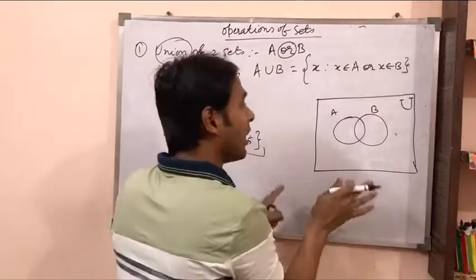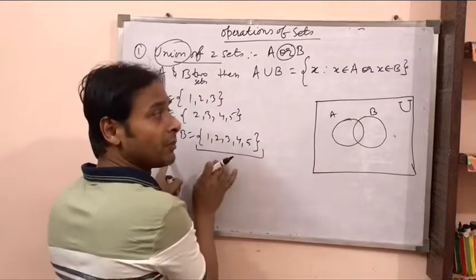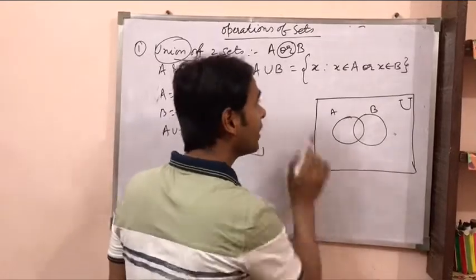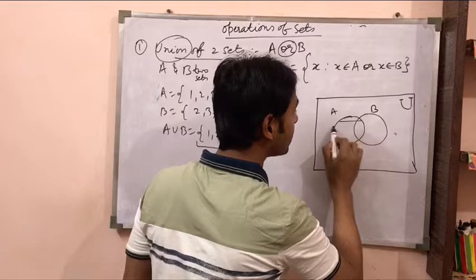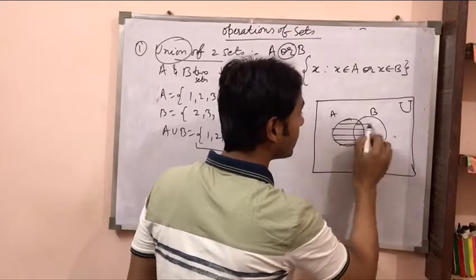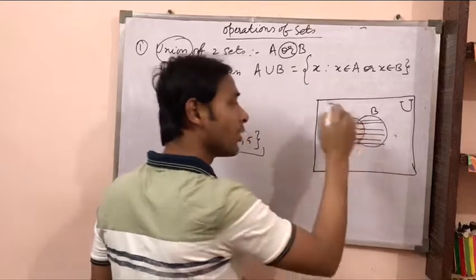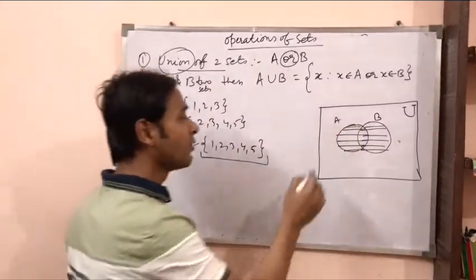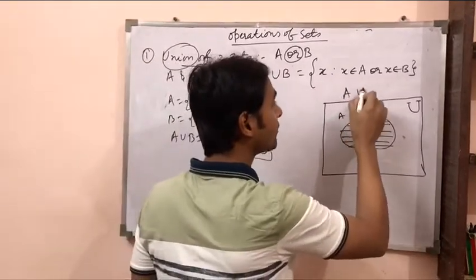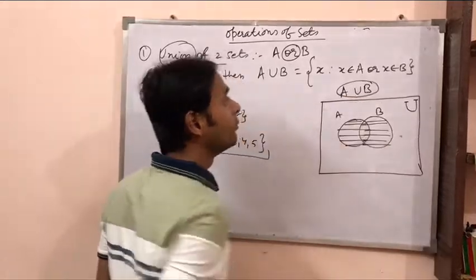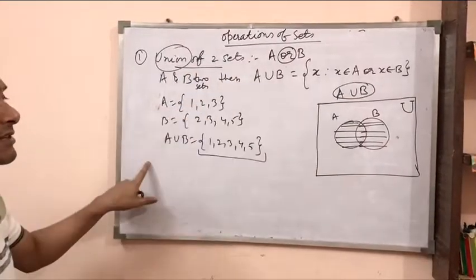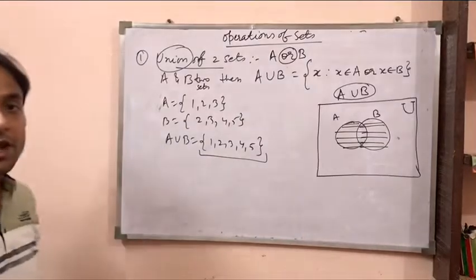Then I am not doing it through this example, I am doing it in general. So in general, A union B is this. This is A, this is B. A is included, B is included, common points are also included. This is the Venn diagram for A union B. This is the definition, this is the example, and this is the Venn diagram for A union B.